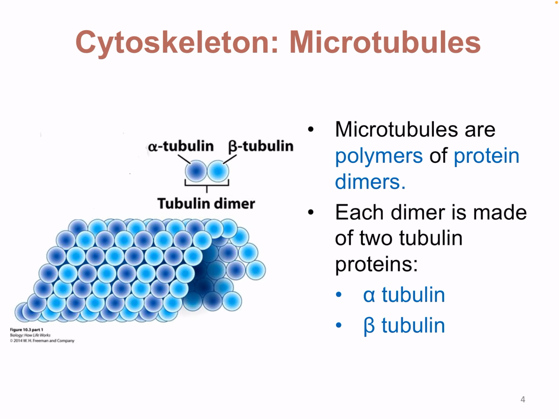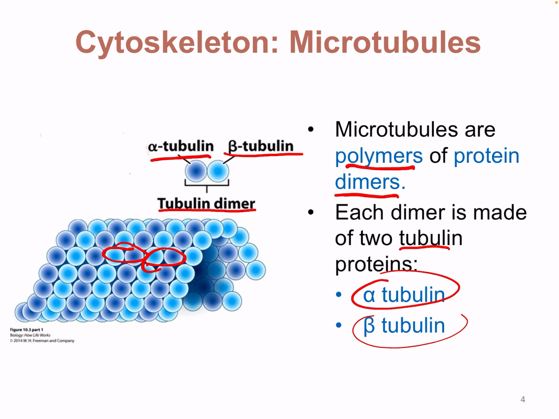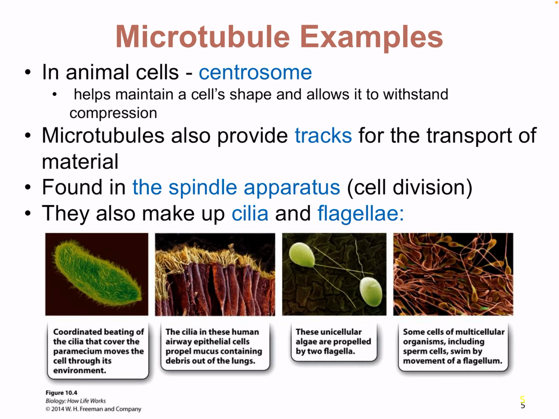So microtubules. We can see a microtubule is formed of two components, an alpha tubulin and a beta tubulin, which form a tubulin dimer. We can kind of see this, the light blue and dark blue. Microtubules are polymers, which we talked about in our proteins lecture, which is multiple monomers together, here protein dimers. Each dimer is made up of two tubulin proteins, alpha tubulin and beta tubulin, which you can see here.